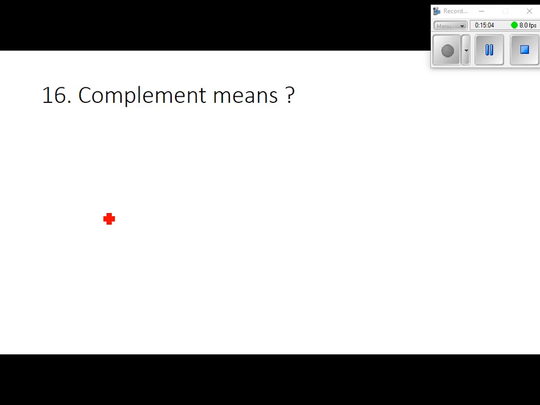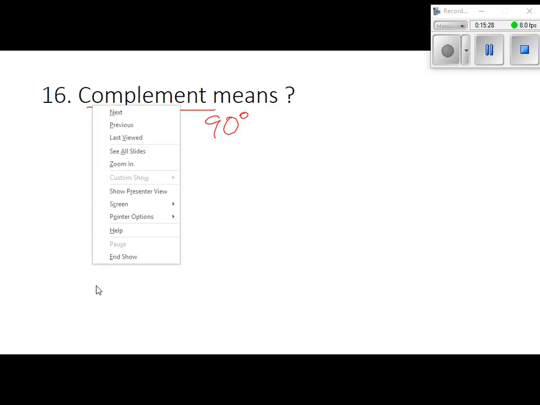Number 16, they tell you angle 1 and angle 2 are complementary, and angle 1 is 66 degrees. Well, what does complementary mean? Means they add up to 90. So if one of the angles is 66, and you're trying to find the other angle, all you gotta do is subtract from 90, and that's gonna give you the complement.